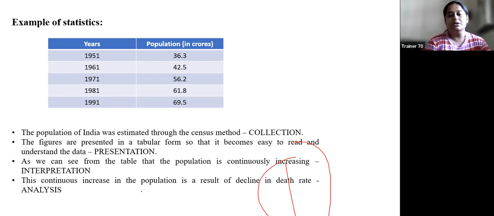Then last comes the analysis part. Now you have to analyze what is the reason for this increase. This population is increasing over the years, what is the reason behind it? It can be decrease in birth rate. It can be decrease in death rate. It can be increase in birth rate. It can be advancement in medical facilities. Anything can be the reason. So that comes under the analysis part. Collection, presentation, analysis, and interpretation of numerical data. This is what statistics is.